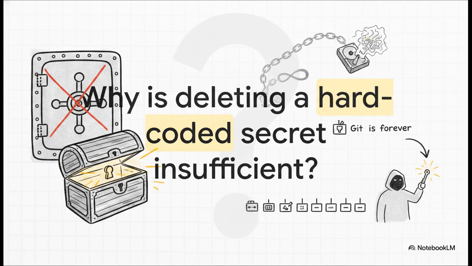You've really got to treat these things like the crown jewels they are, because a single leaked secret can completely bypass months of hard security work. So ask yourself, if an attacker cloned your repo right now, what keys to the kingdom would they find hiding in your history?